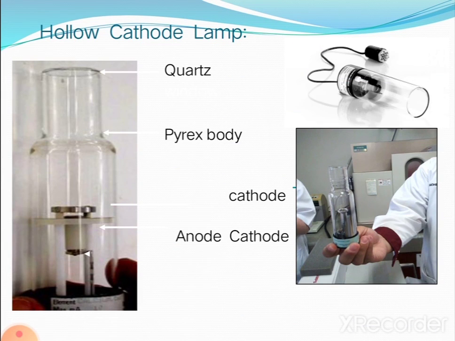Now one of the important parts is the hollow cathode lamp, which is made up of a quartz or Pyrex glass body, which has two electrodes, the cathode and anode. The anode is made up of a tungsten filament, whereas the cathode is a stainless steel cylindrical component. The lamp produces the light source when electrical power is supplied to it.